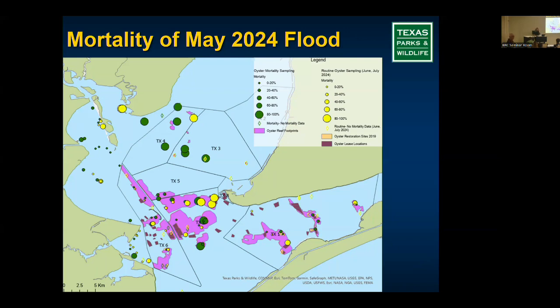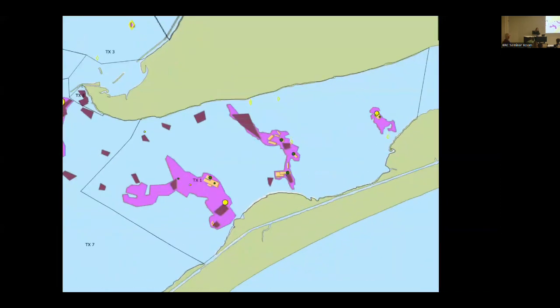So now let's zoom in on TX1 in East Bay. East Bay experienced lower rates of mortality compared to other areas of Galveston Bay. And this is primarily due to the lower influence of freshwater coming from the Trinity River. We found that for this area, the average salinity was slightly above the rest of Galveston Bay, which is why we're assuming there was lower mortality here.